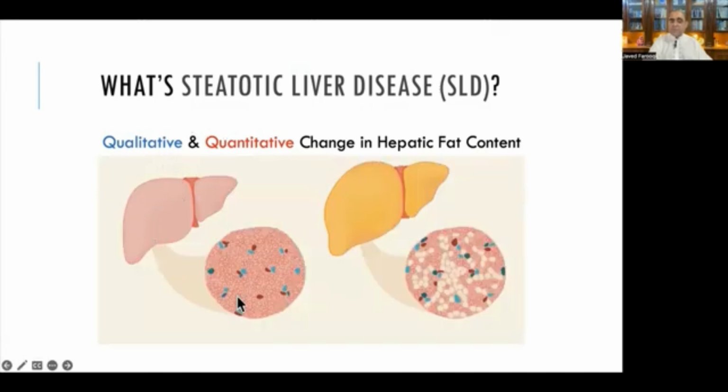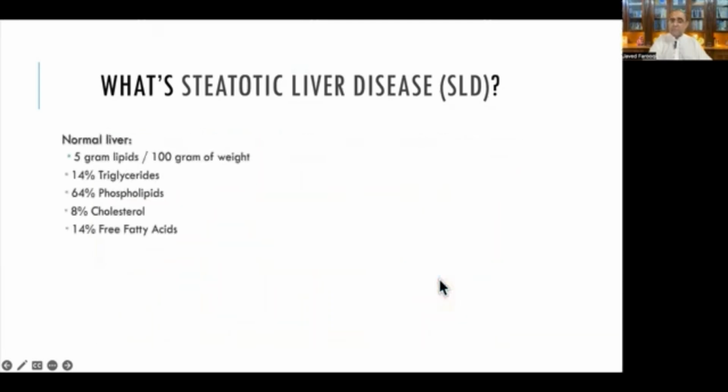So this is a normal liver. This is the normal fat content. Here is the fatty liver, and see the fat content. In the normal liver, the concentration of fat is 5 grams of lipids per 100 grams of weight. And out of these lipids, 14% is triglycerides, 64% is phospholipids, 8% is cholesterol, and 14% is free fatty acids.